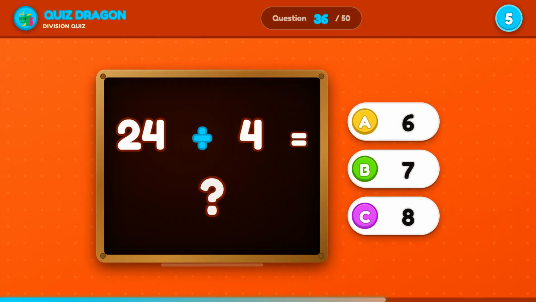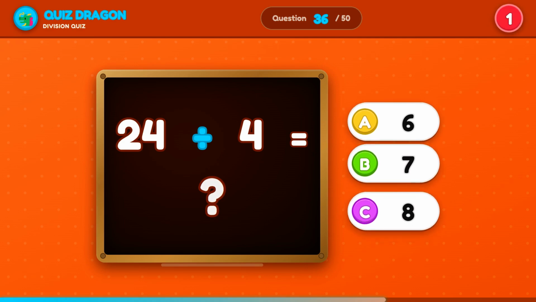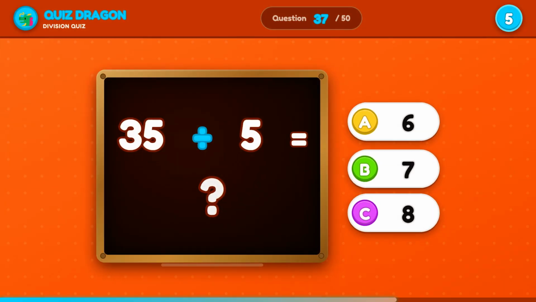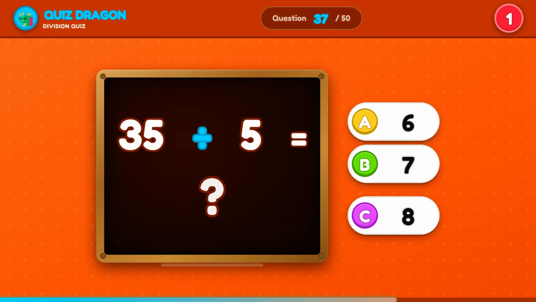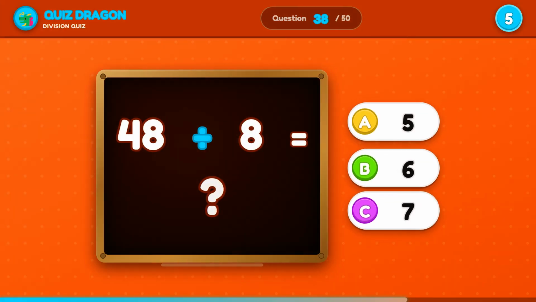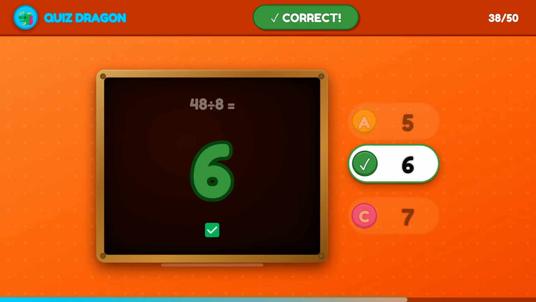Question 36. What is 24 divided by 4? The correct answer is A, 6. Question 37. What is 35 divided by 5? The correct answer is B, 7. Question 38. What is 48 divided by 8? The correct answer is B, 6.